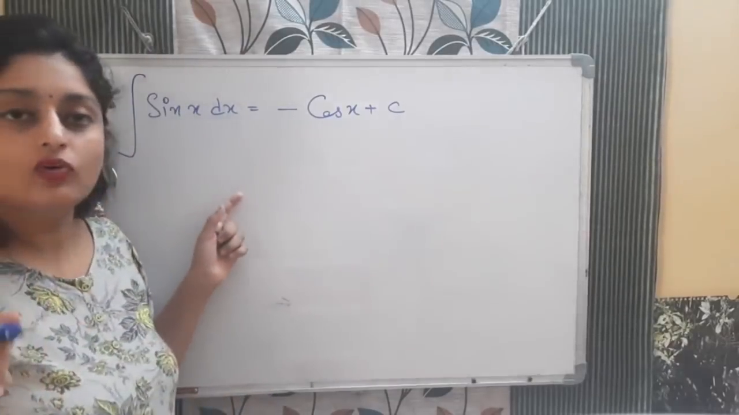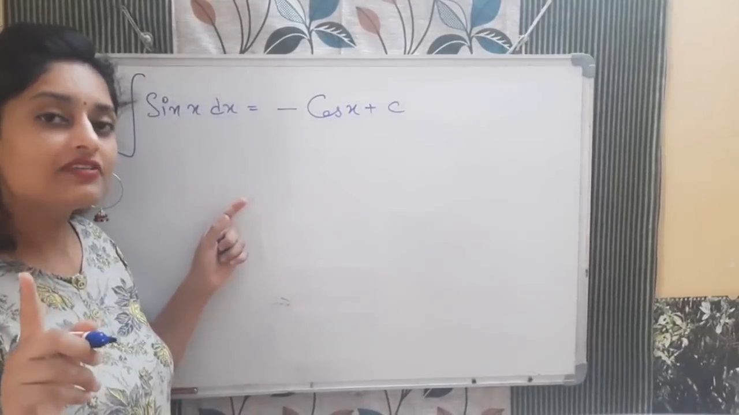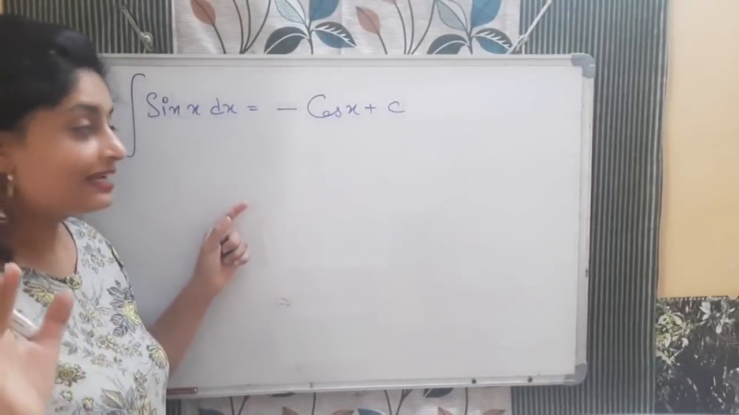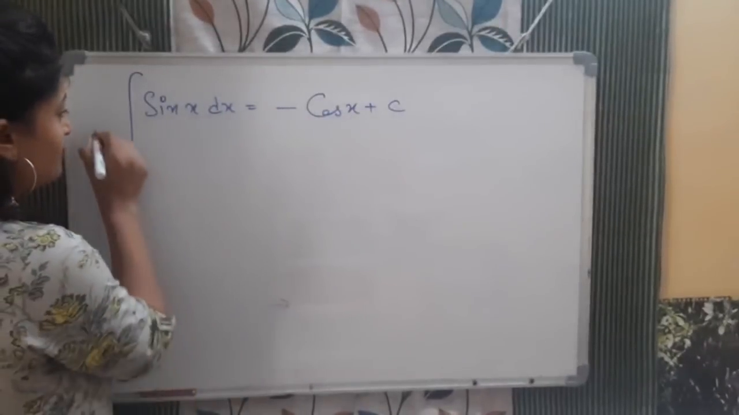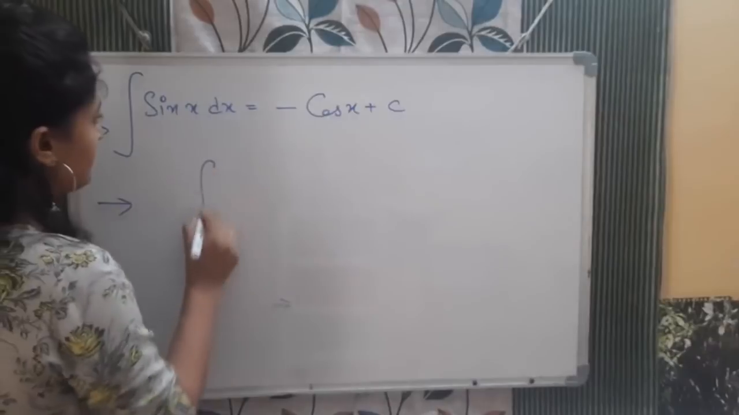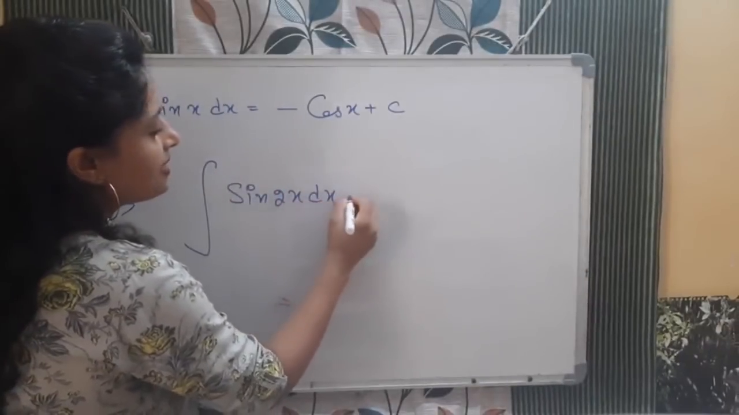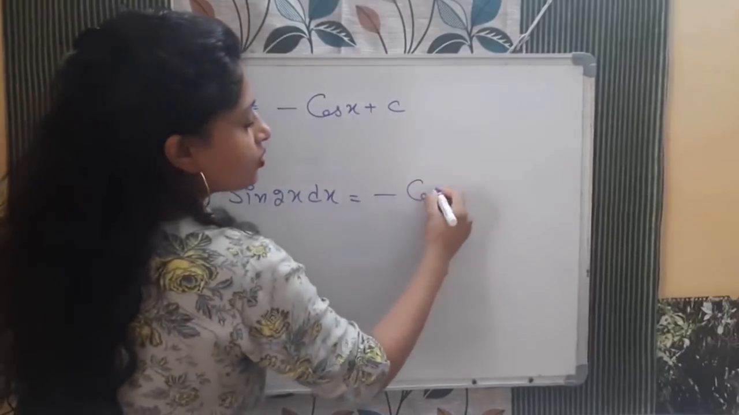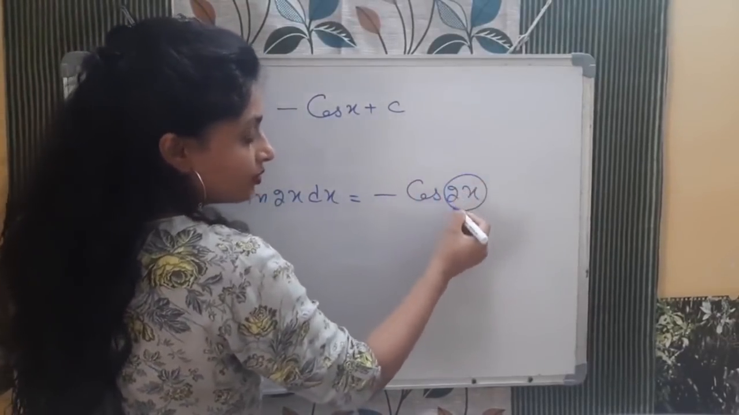You remember that cos x differentiation was minus sin x. Sin x differentiation was cos x. Here sin x integration is minus cos x plus c. If I say it is not this and it is like this, sin 2x dx. Now what will you do? Minus cos 2x. Now this 2x also you need to integrate.